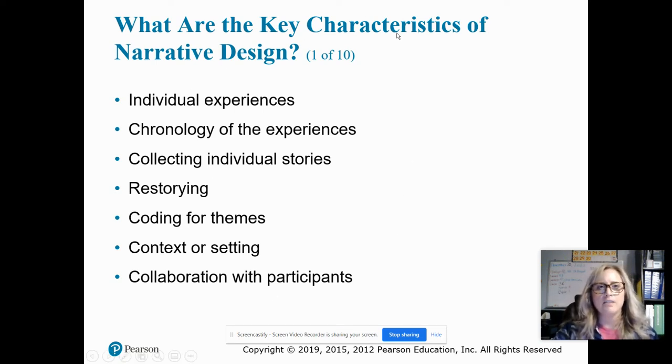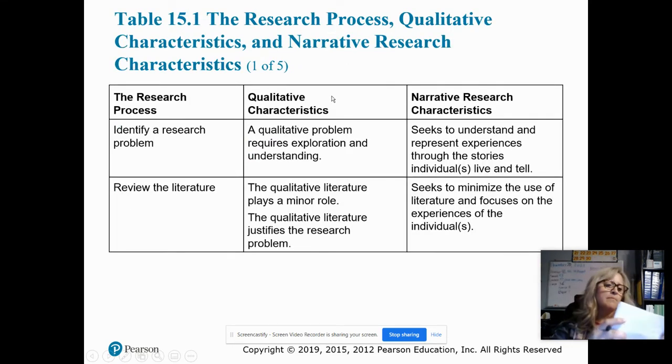So what are the key characteristics of a narrative design? So table 15.2 briefly gets that out to you on page 518, and then we're going to go through each of these as well. So it compares, and this table is on page 517, so let me get to that. So we're going to compare the research process, which y'all are familiar with now, qualitative characteristics, and then compare it to the narrative research characteristics, which is what we're learning about today.